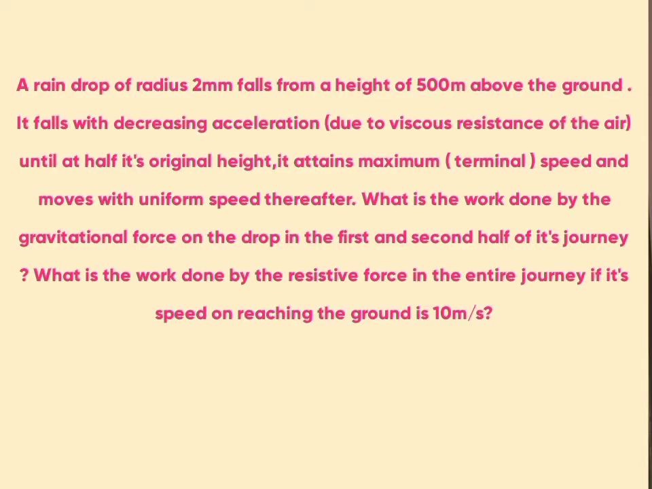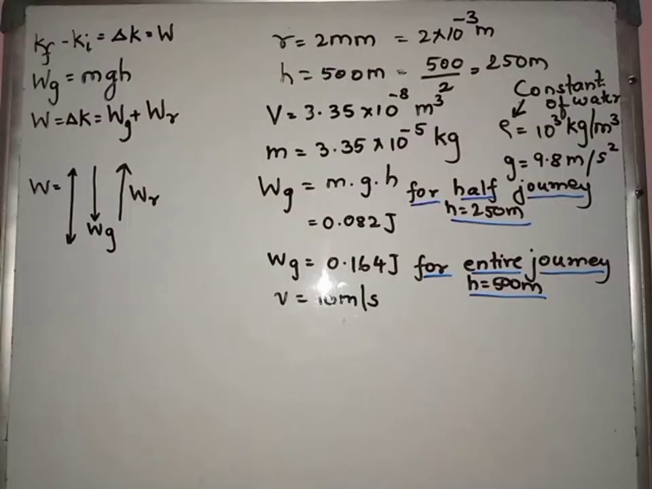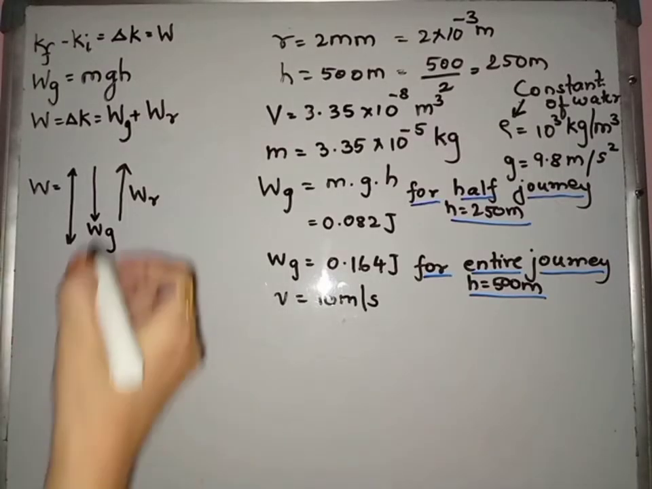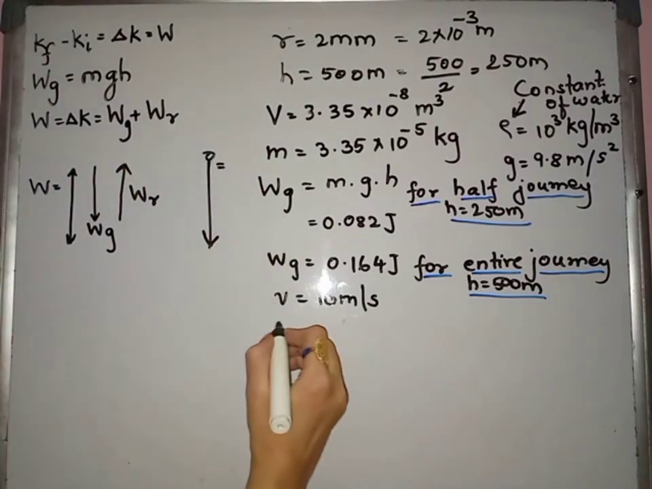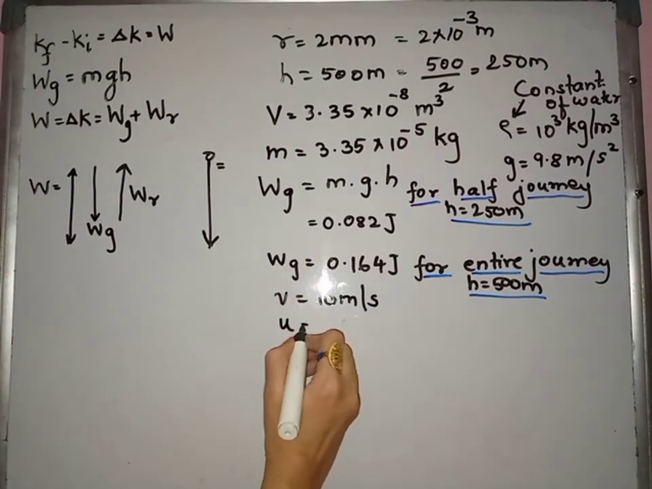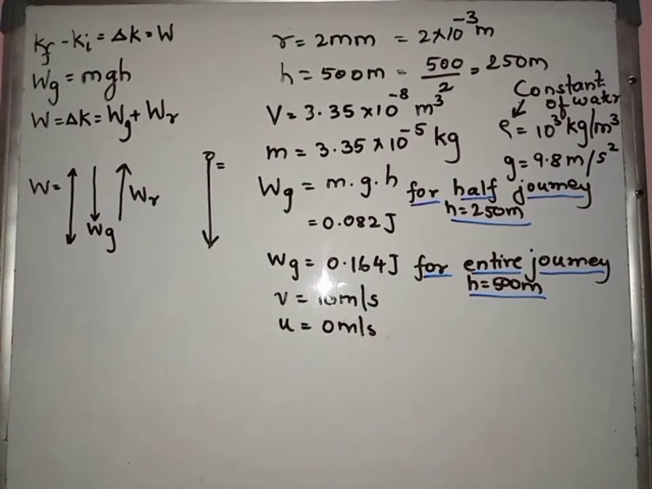What is the work done by the resistive force in the entire journey if its speed on reaching the ground is 10 meters per second? Means our velocity is given, the 10 meter per second would be our maximum speed. Maximum speed means final velocity, so v is equal to 10 meter per second. We assume that the raindrop falls from a certain height, so the initial velocity u of the raindrop will be 0 meter per second.